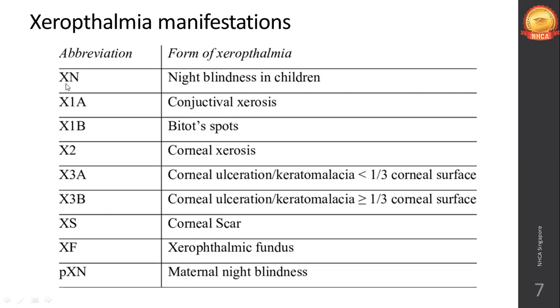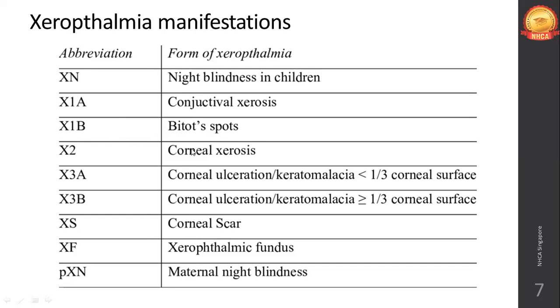It starts with the XN stage, which is night blindness. Then it will slowly proceed up to Bitot spot, up to X1B. Till this third stage it is reversible. Even if an individual reaches this third stage, we can still reverse it back to normal healthy vision.